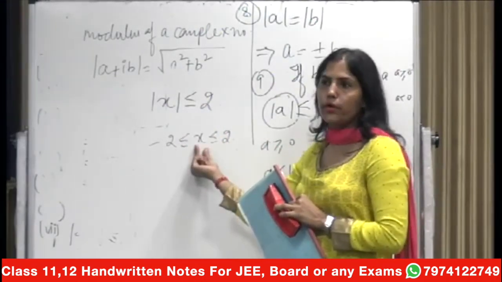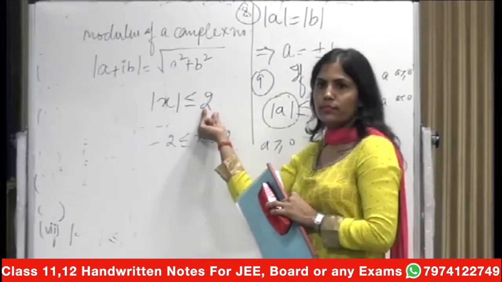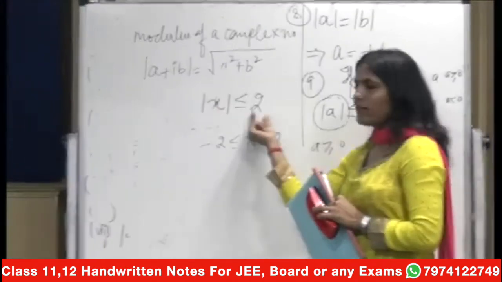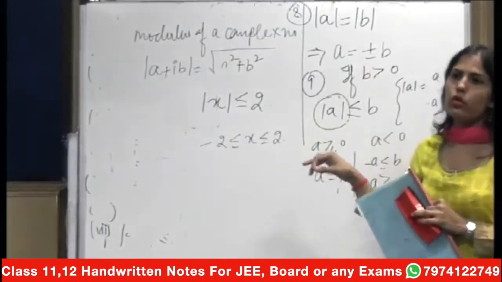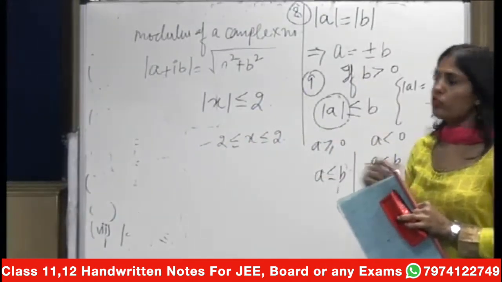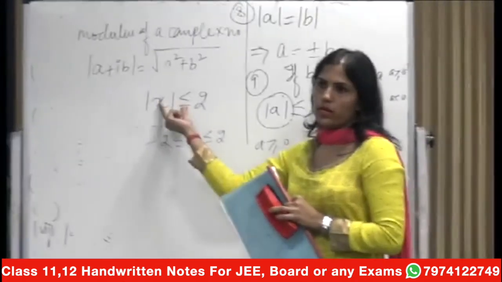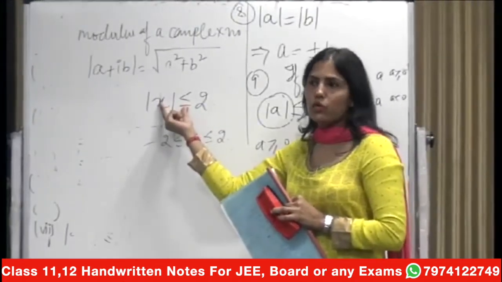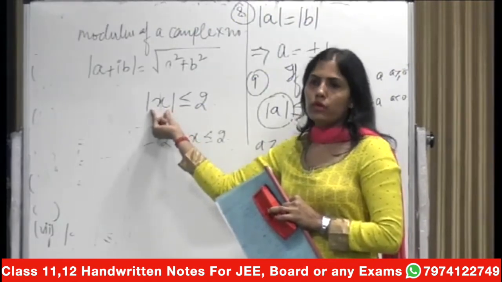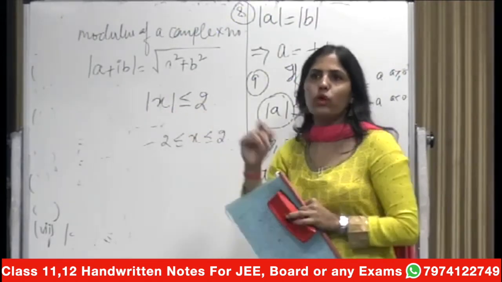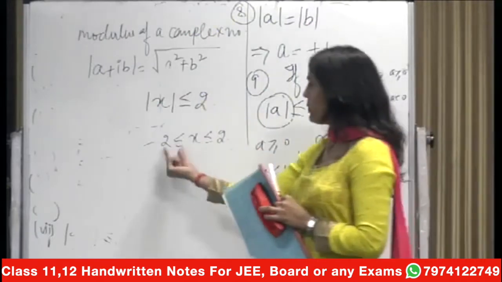0 you can put, 0 is less than or equal to 2. 1 you can put, 1 is less than or equal to 2. Outside this interval you take the value 4. 4 is not less than or equal to 2. So all these values will satisfy this inequality. When you solve an inequality or an equation, you want x values. So x values will be these values.